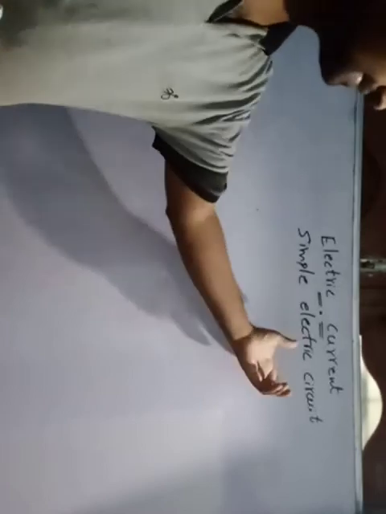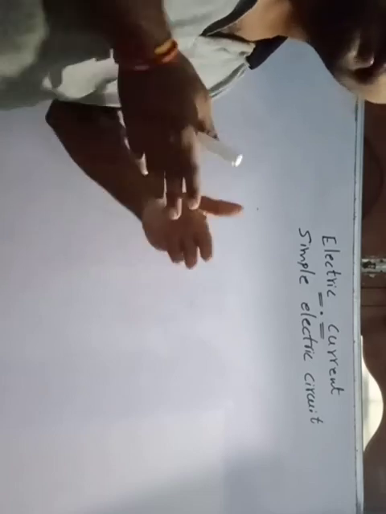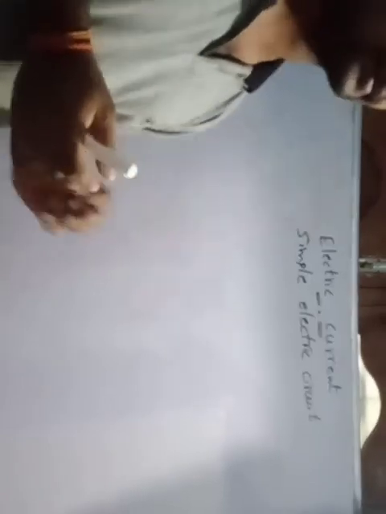Electric current. First of all, we discuss simple electric circuit. What does a simple electric circuit mean? Simply, a bulb, battery, and switch are connected with connecting wires. This is called a simple electric circuit.